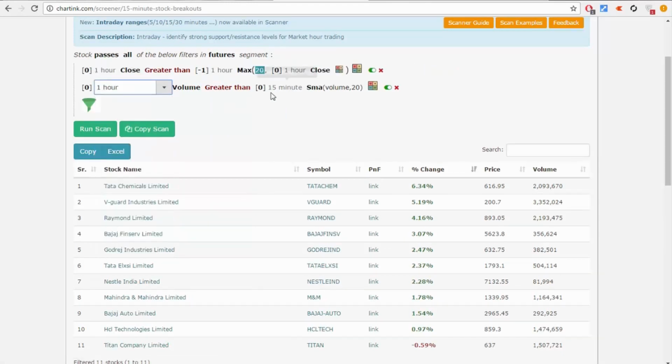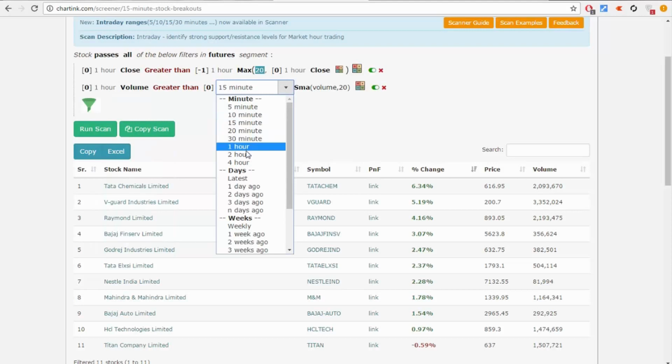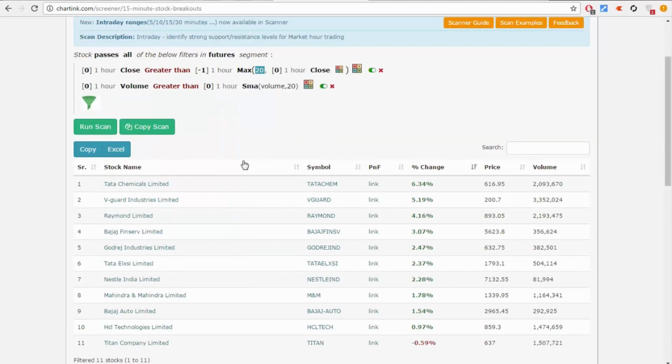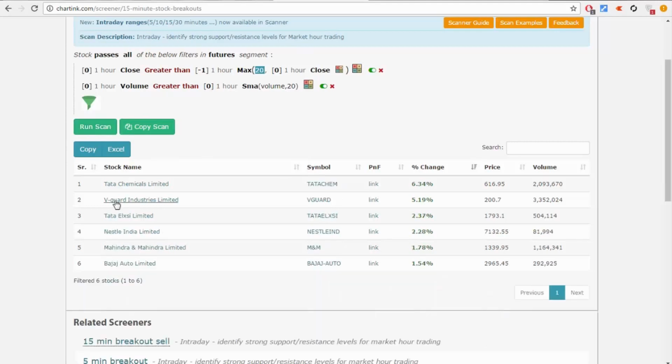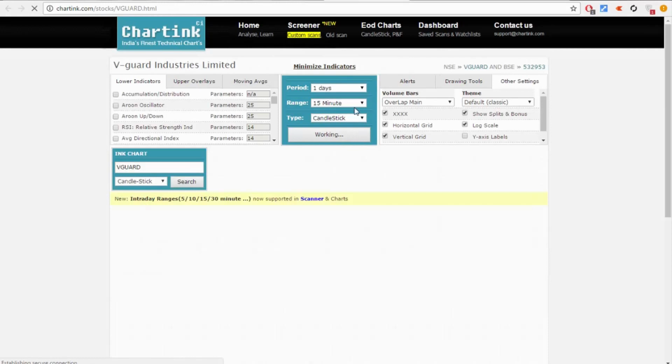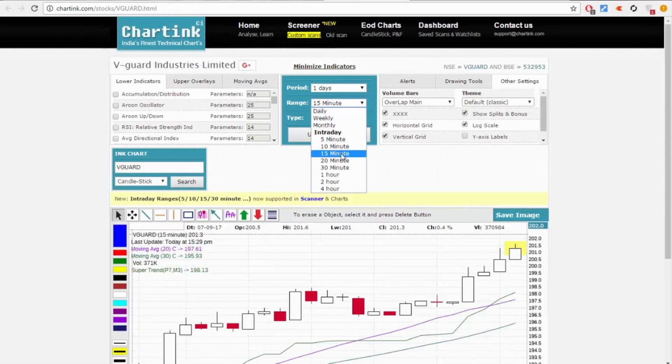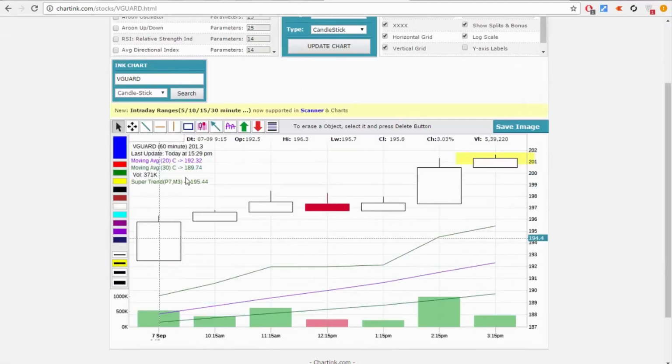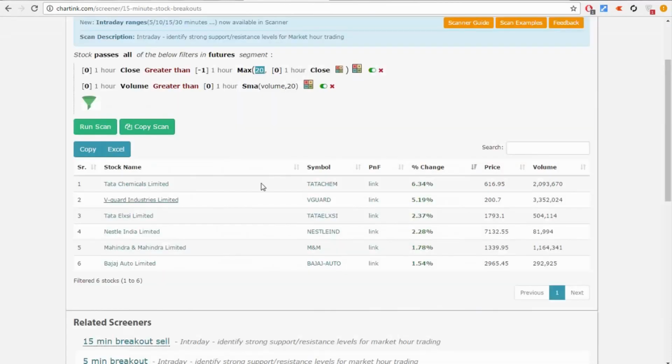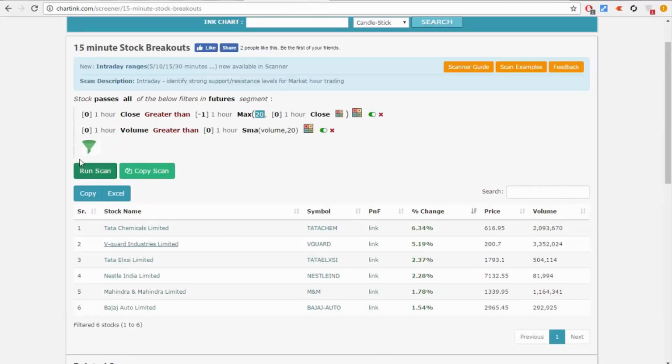Anytime you want to change the time, you can click it here. Now the 50 minutes breakout is changed to the 1 hour breakout scanner run. So see, we got the 1 hour. Once it's a breakout, see, it goes up. So every 5 minutes or 50 minutes you can just run this scanner.